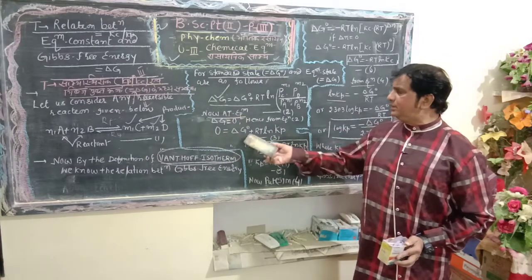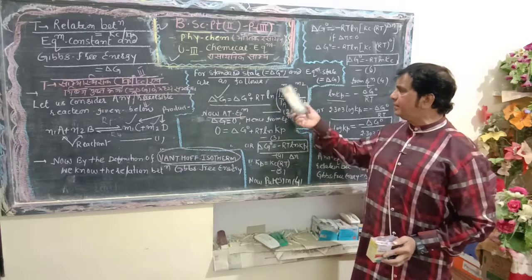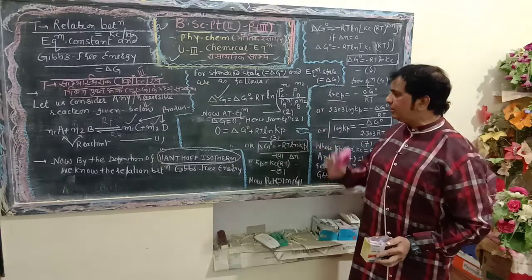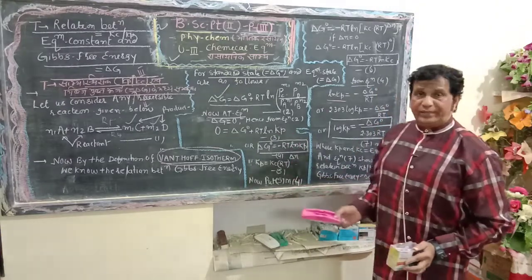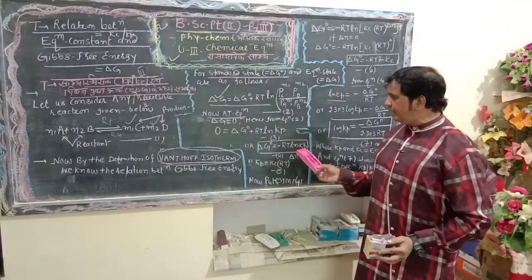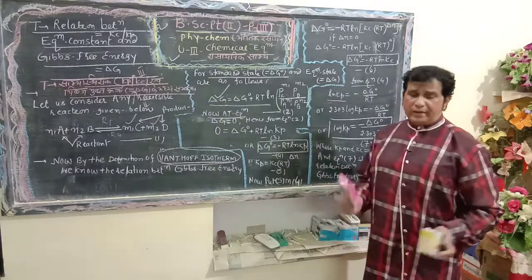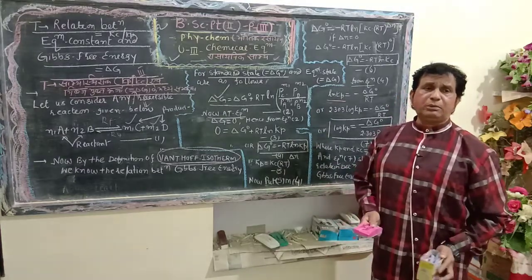So after substituting ΔG equals 0, we get 0 equals ΔG° plus RT ln Kp. The rest of the quantity gives the value of Kp. Say equation number 3. Transferring ΔG° here, we have ΔG° equals minus RT ln Kp. Say equation number 4. Now let us introduce the relation between Kp and Kc.